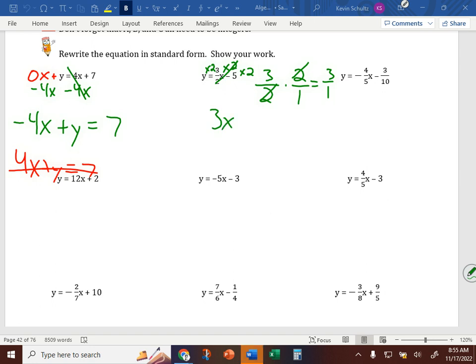3x. Okay? Now, if we multiply one thing in the equation by 2, what do we have to do to everything else? Multiply it by 2. So this y becomes a 2y, and that negative 5 becomes a negative 10. Okay? Because if we multiply one thing by 2 to keep the equation balanced, we have to multiply everything by 2.